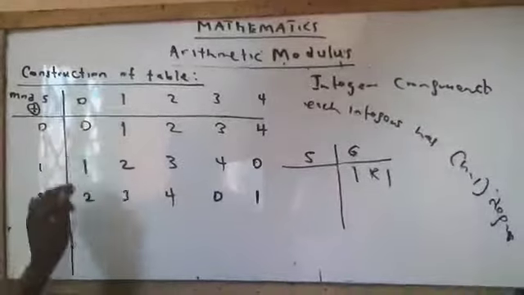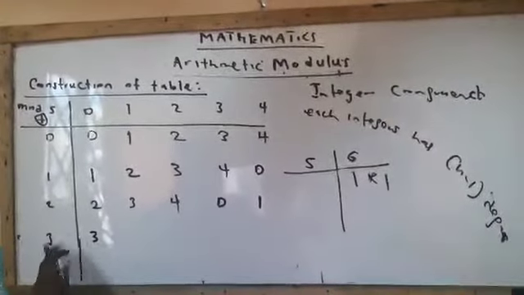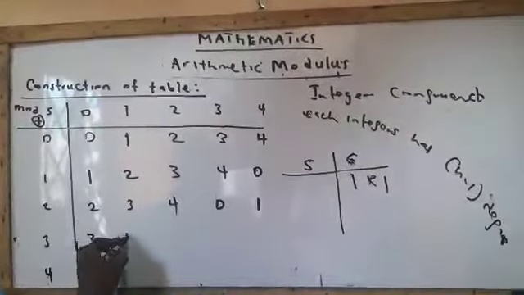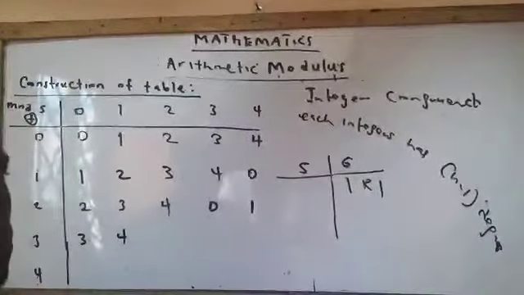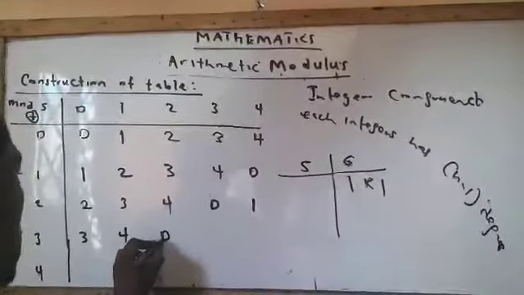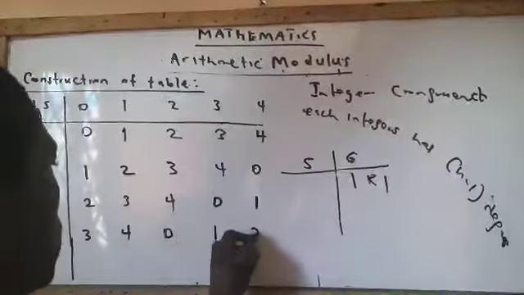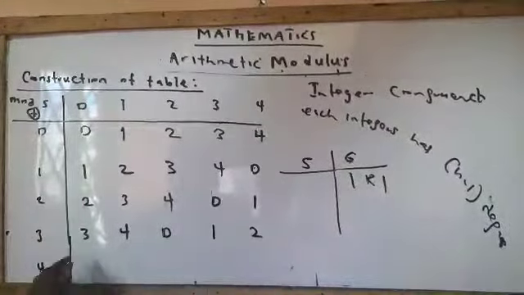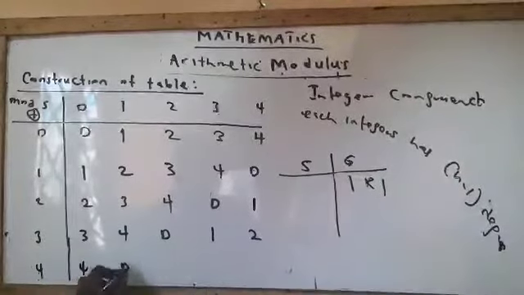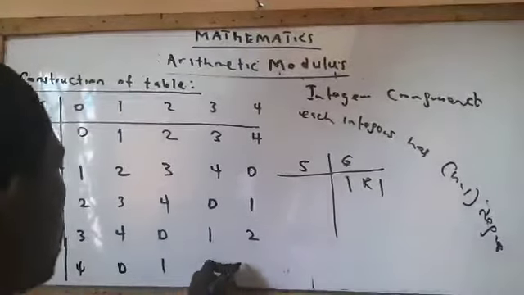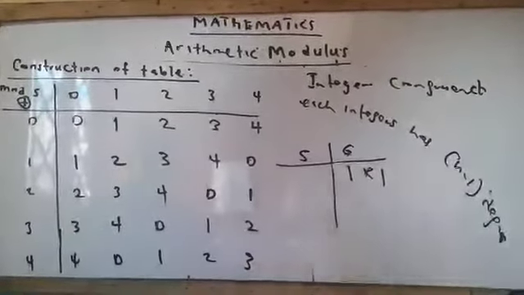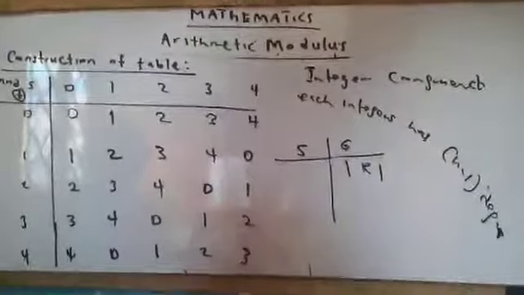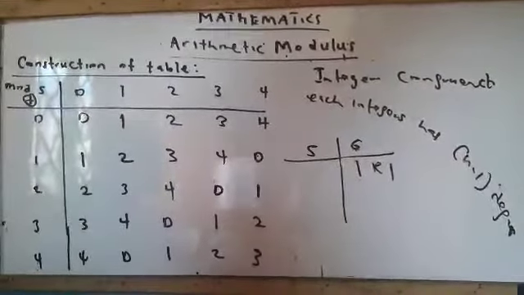Now let's come to this place. 3 plus 0 will give me 3. 3 plus 1 will give me 4. 3 plus 2 will give me 5. If I apply the same rule, this gives me 0, 1, 2. If I add here, this is 4, 0, 1, 2, 3, using the stated rule. So this is how you construct modulus arithmetic under addition.